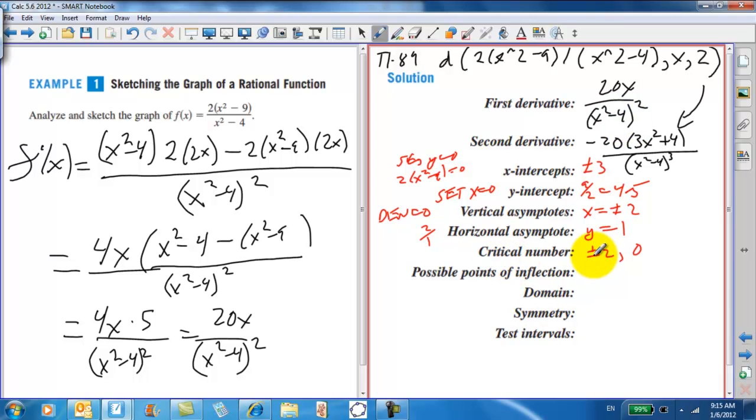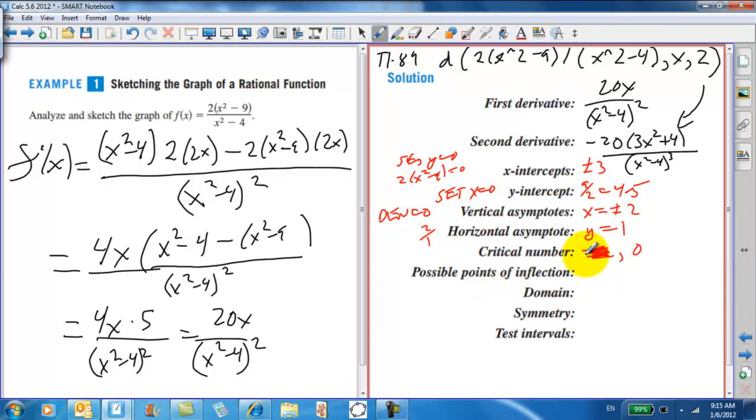Now, these critical numbers, these plus or minus 2, are not actually in the domain of the function, so we can actually eliminate those as critical numbers. We're still going to want to look at them, but they can't possibly be relative maxes or mins because the function is not defined at 2 and negative 2.